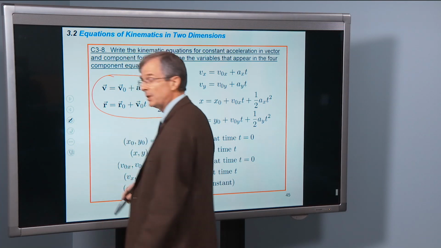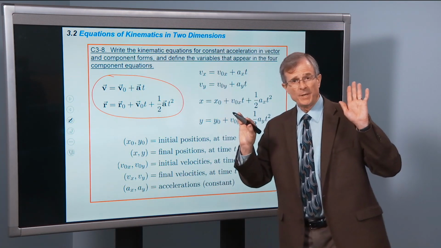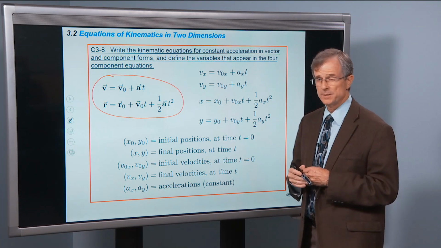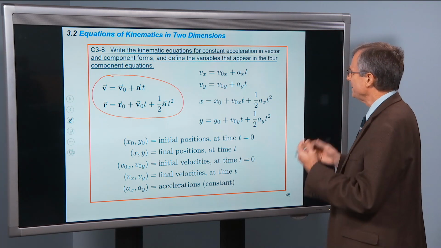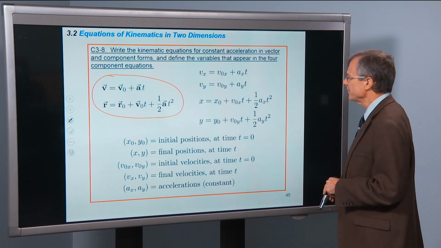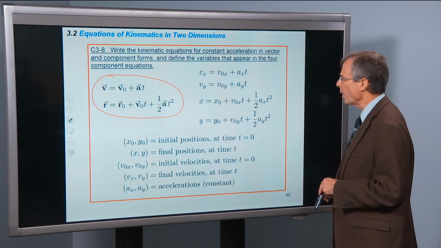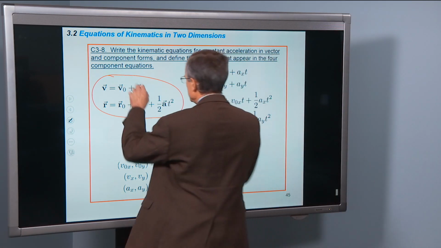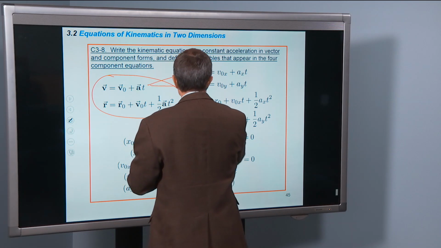This is all you need to know to be able to do kinematics in 2 dimensions. And there's a lot of power in these equations. They're vector equations. Write the kinematic equations for constant acceleration in vector and component forms, and define the variables that appear in the 4 component equations. So we're going to rewrite this equation in its components.